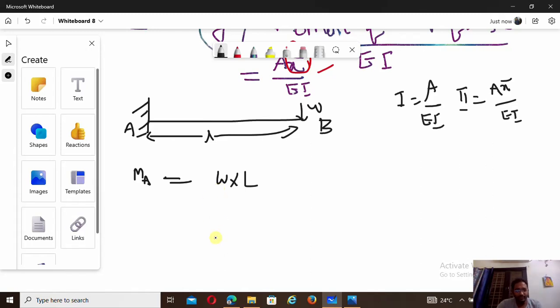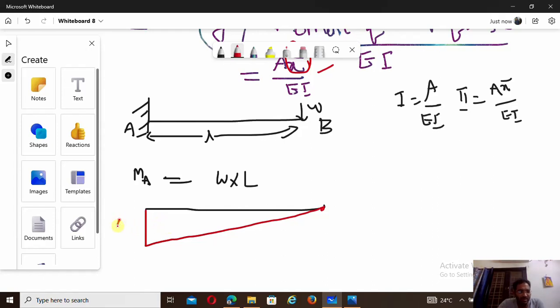Now, what is the diagram? See, this is the bending moment diagram. At B the value is 0, and at A the value is W into L. It is just like a triangle, and this value is WL. I need to calculate the slope at this particular point and the deflection at this particular point. So what is the statement?